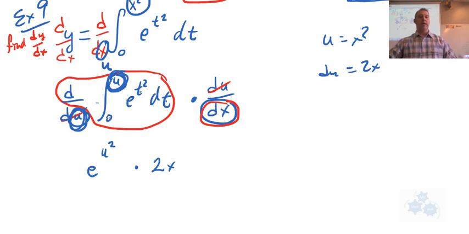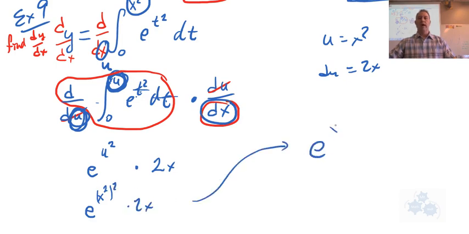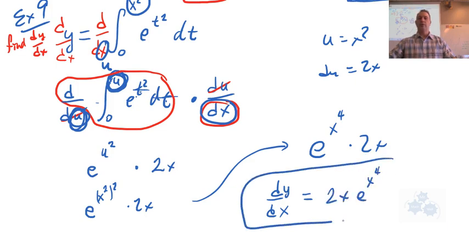No, don't worry about the t's at all, really. The t's are immaterial. Now what we do is we want to make everything in terms of x, so the u does have to be substituted back in for x. So that's actually x squared times 2x, which is e to the x to the fourth, and then times 2x. So you might want to write this as dy over dx is 2x e to the power x to the 4. And I believe that should be the right answer.